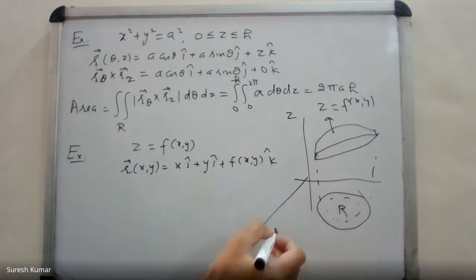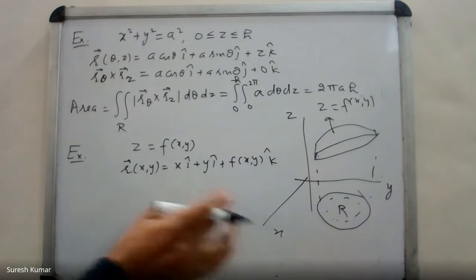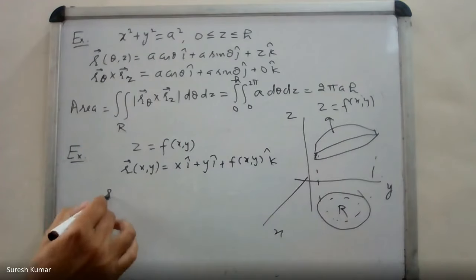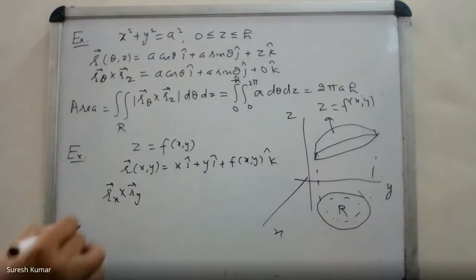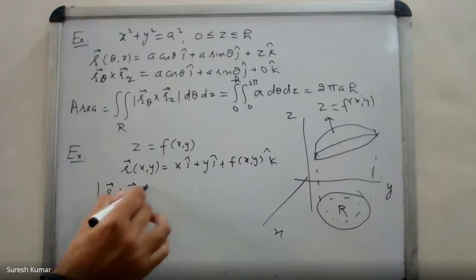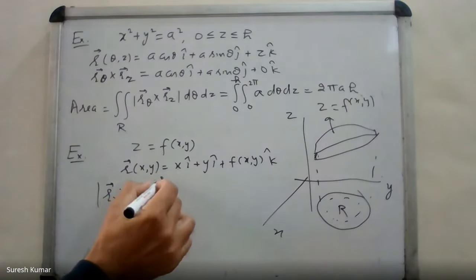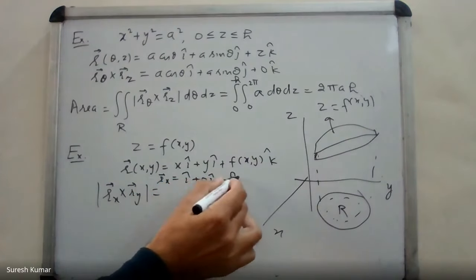Is it fine? Okay, so this is the parameterization. x, y vary in this region R. So to apply the area formula, what do you need? You need the magnitude of Rx cross Ry. Rx means partial derivative of R with respect to x. What is Rx from it? i cap plus 0 j cap plus fx k cap.